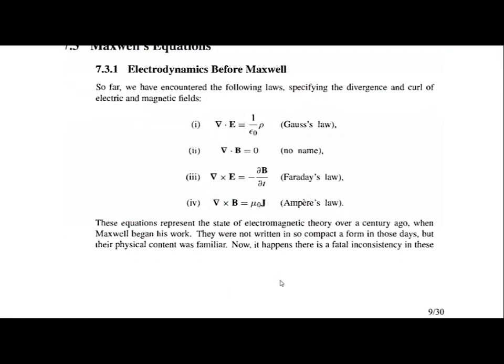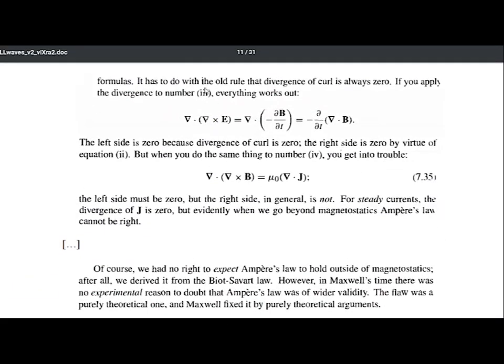Now, it happens that there is a fatal inconsistency in these formulas, and it has to do with the old rule that the divergence of a curl always equals 0. If you apply a divergence to equation 3, everything works out. The left side is 0 because the divergence of a curl is 0.